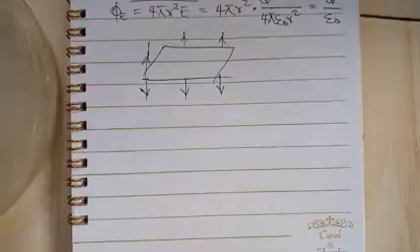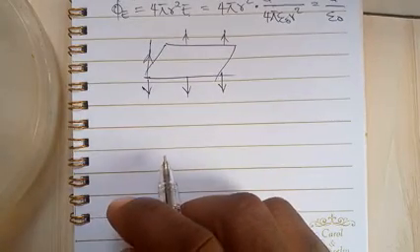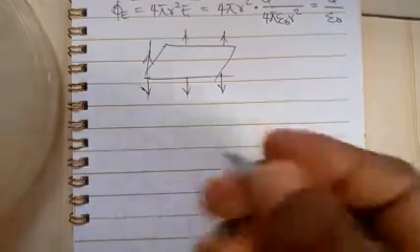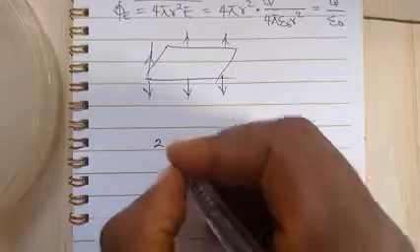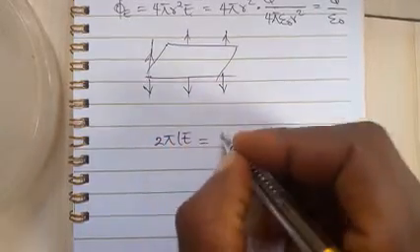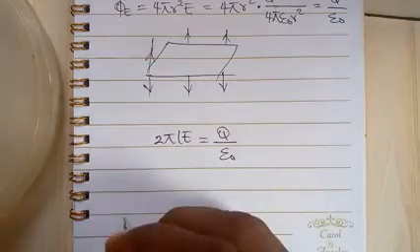The third application is the electric field due to a charged cylinder. By Gauss's law, you have 2 pi r L E equal to Q over epsilon naught.